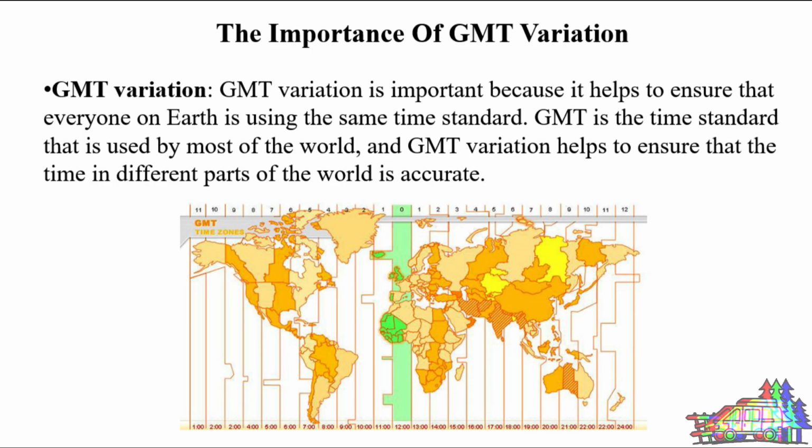The importance of GMT variation. GMT variation is important because it helps to ensure that everyone on Earth is using the same time standard. GMT is the time standard that is used by most of the world, and GMT variation helps to ensure that the time in different parts of the world is accurate.